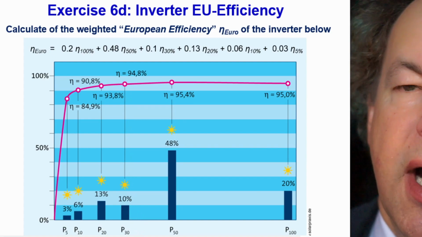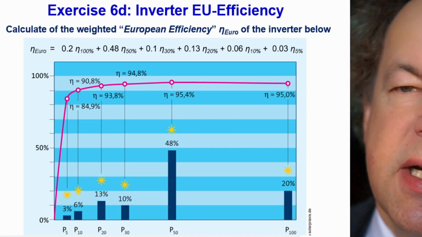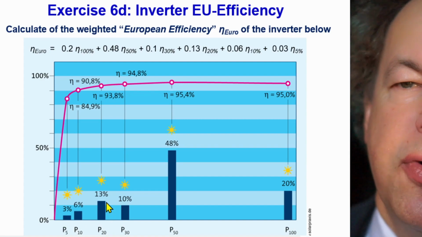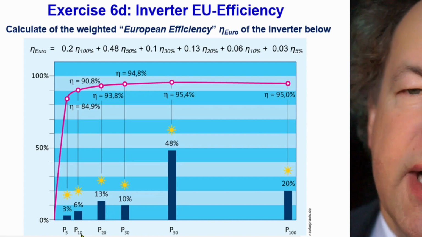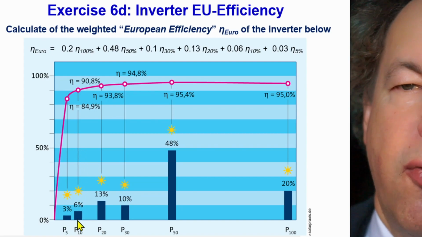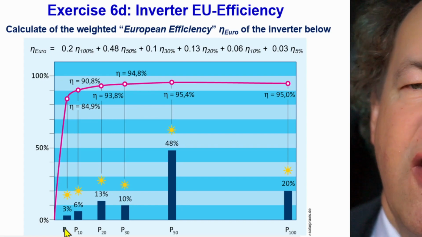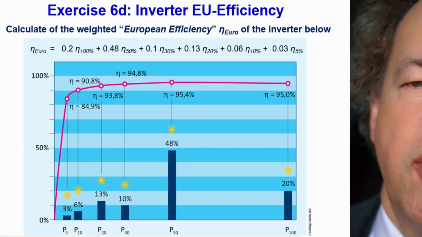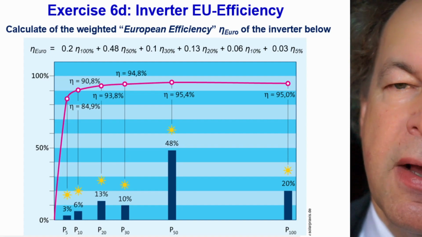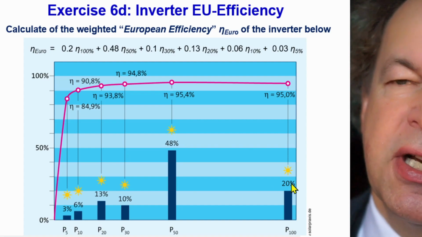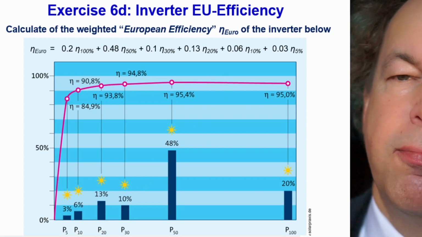For example, here at 30% of the load with a weight of 10%, at 20% of the load with a weight of 0.13, or at 10% of the load, as we saw before, with a weight of 6%, and for 5% of the load with a factor of 0.03 or 3%. So we just put in the numbers here, what you find here, and put the different weights here.